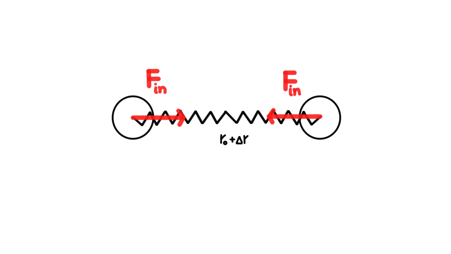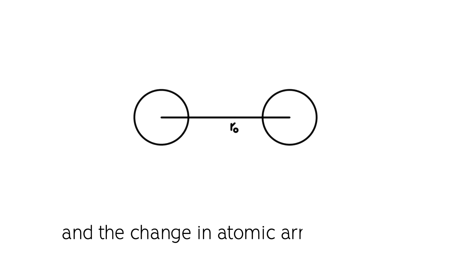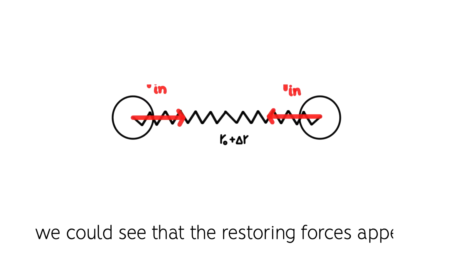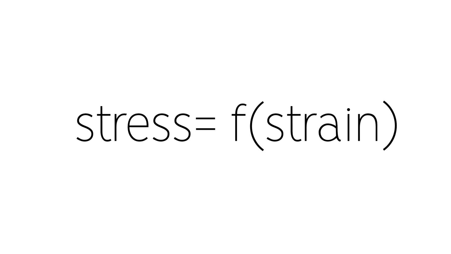This internal restoring force, my friends, is called stress. And the change in atomic arrangement is known as strain. So, we can see that the restoring forces appear when there is a change in arrangement. It means stress is a function of strain. Strain comes first, as a matter of fact.